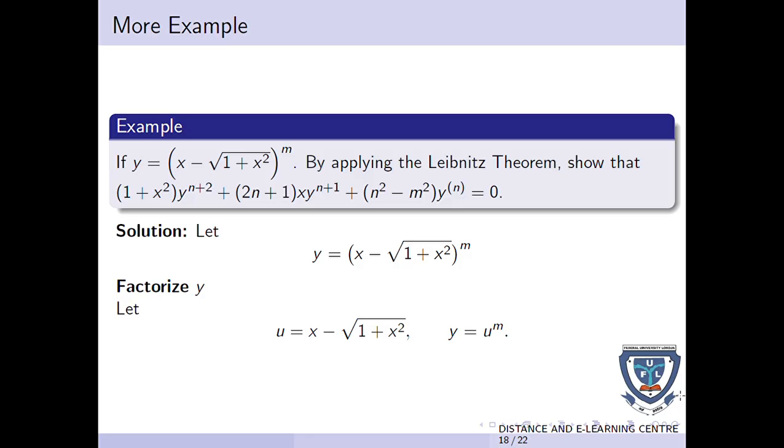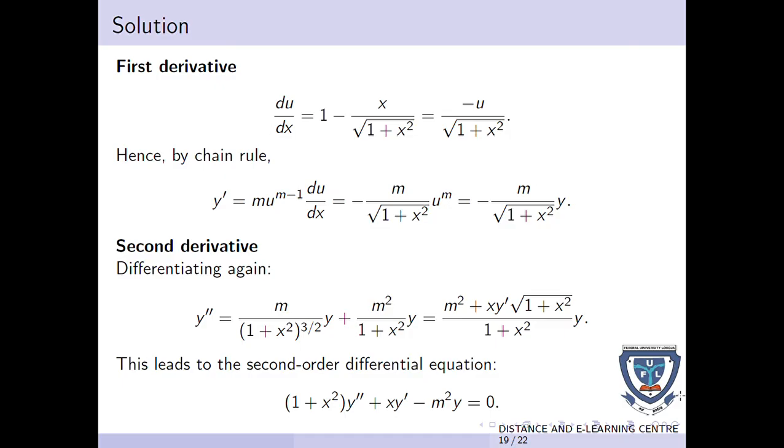Now, let our y be equal to (x minus square root of 1 plus x squared) raised to power m. And we make our u to be x minus square root of 1 plus x squared. Then our y will be equal to u raised to power m. Now, when you take the first derivative, you're going to have minus m over square root of 1 plus x squared times y. And when you take the second derivative, differentiating again, you're going to have (m squared plus x y prime square root of 1 plus x squared) all over (1 plus x squared) times y. This leads to the second order differential equation.